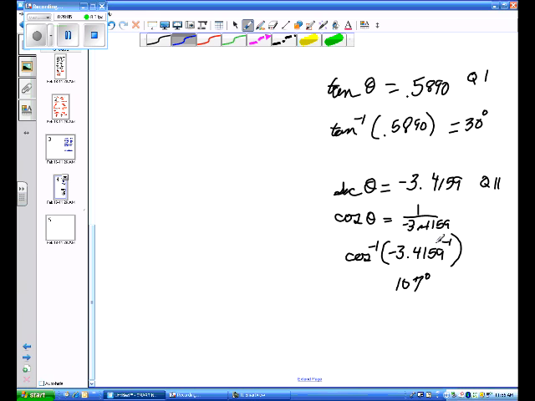What if we had wanted it in the third quadrant? Cosine's also negative in the third quadrant, so we could have been asked for the third quadrant. Well, you've got to do a little bit of thinking here. We got 107 degrees, but we actually want our angle in the third quadrant. So what we need to know is our reference angle. We need to know how many degrees it took us to get to our x-axis. So we would do 180 minus 107, and we get that our reference angle is 73 degrees.